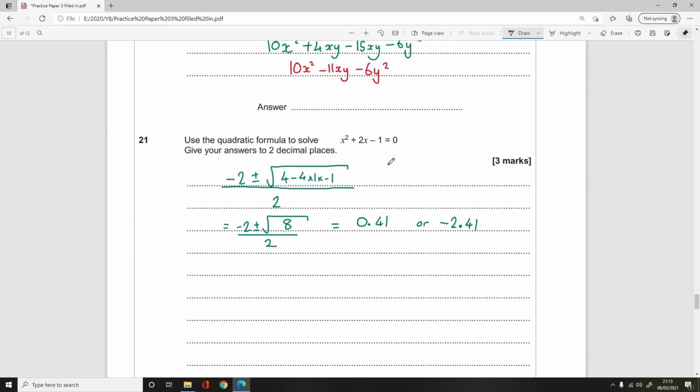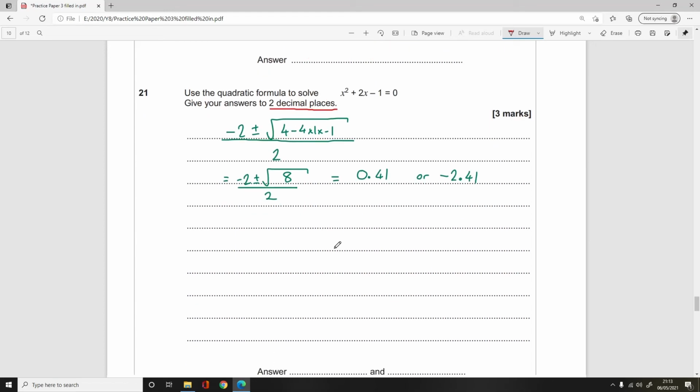21, use a quadratic formula, so 3 marks, 1 mark if you set it up correctly, 1 mark if you got one of these answers, 1 mark if you got the other of these answers, both rounded to 2 decimal places. So if you had 0.405, you do not get all 3 marks.